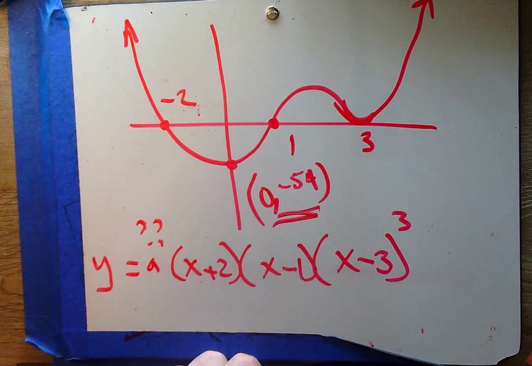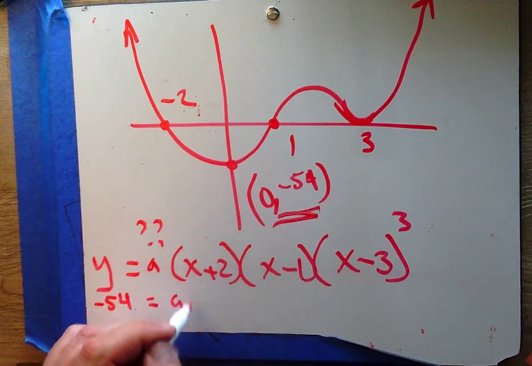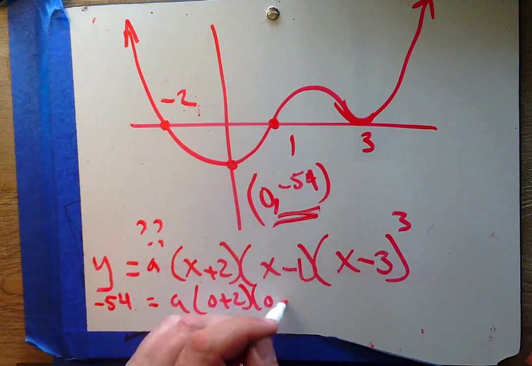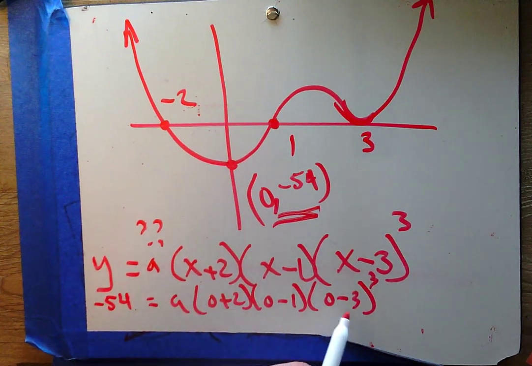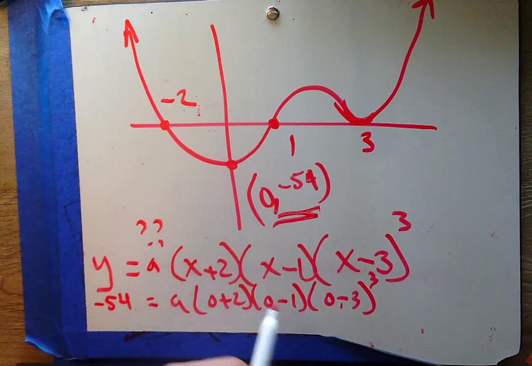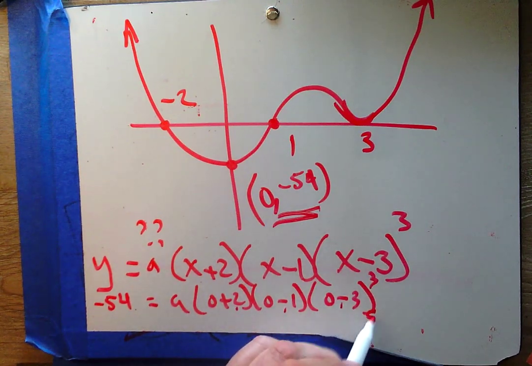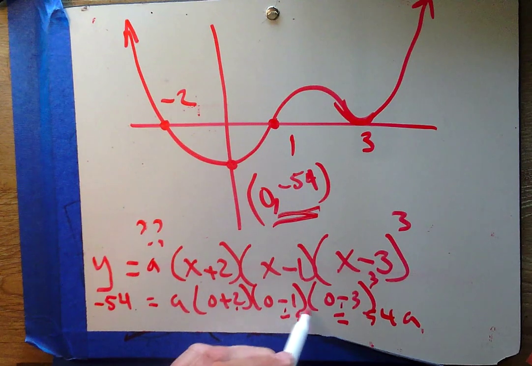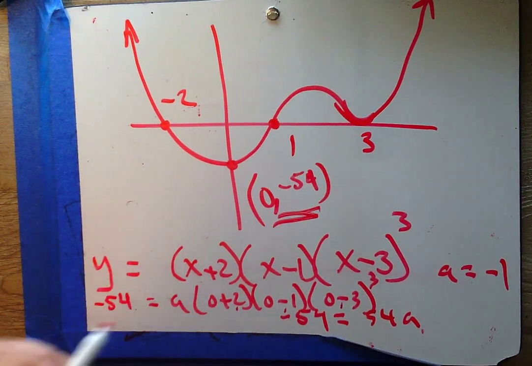So what has to happen here? Well, let's plug in the point and see. Okay, 0 plus 2, 0 minus 1, 0 minus 3 cubed. Okay, so I'm going to have negative 27 times negative 1 is positive 27 times positive 2 is 54a equals negative 54. When I divide both sides by 54, a will be negative 1. So there is an a value. I can't assume, and I want a negative 1.